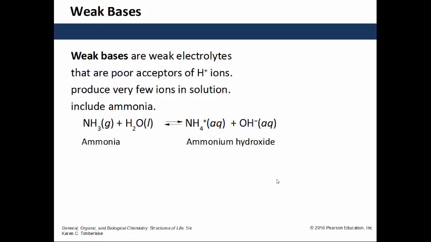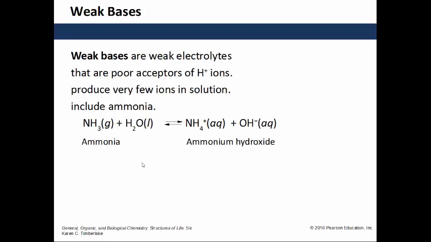Now, weak bases are weak electrolytes, and these will be very poor acceptors of hydrogen ions because they produce very few ions in solution. A good example of a weak base is ammonia. So you have ammonia being dissolved in water. We'll get ammonium ion a little bit and then hydroxide a little bit. But for the most part, NH3 will stay together.